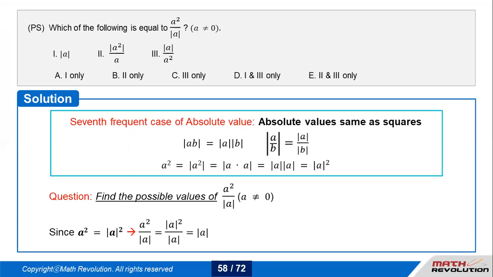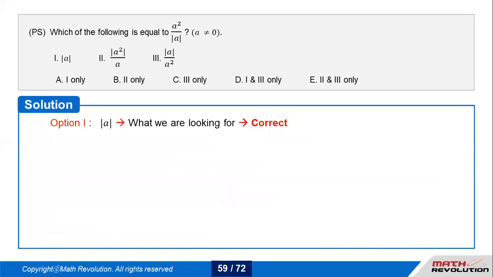So the only possible way we have right now is to convert the numerator. A square can be written as mod A square. I can cancel out those mod A. So I am left with just one mod A. So they are just asking which of the following after simplification can give me mod A. Of course, option number one says the same thing.